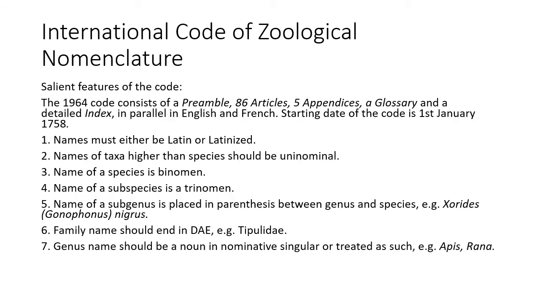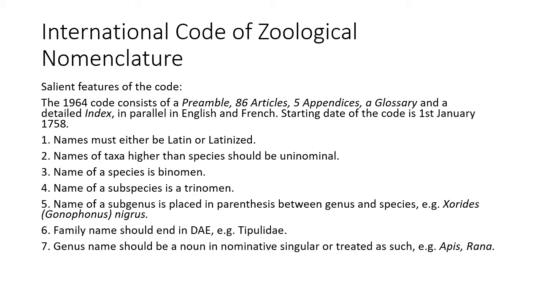Now, what are the salient features of this International Code of Zoological Nomenclature? So this 1964 code consists of a preamble, which is like our constitution in a way, 86 articles, 5 appendices, a glossary, a detailed index, and this is in parallel both in French and in English. And the starting date of the code is 1758, which was when Carl Linnaeus published his code.